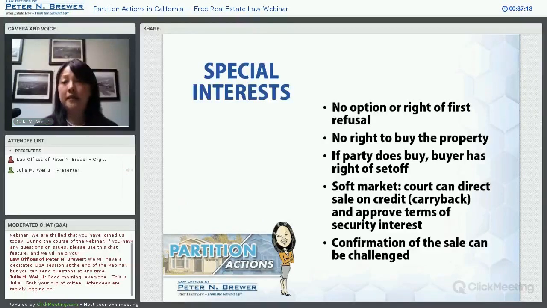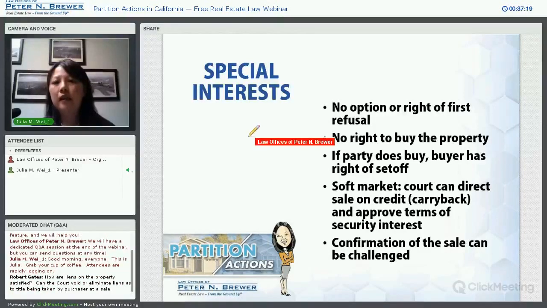Well, the problem is, under the partition statute, you don't have a right to buy the property. You can participate in either the auction format or the actual sale proceeding, and your offer could be the highest offer and get approved anyway, but there is no guarantee of being able to buy the property from your co-owner. Similarly, you don't have an option or a right of first refusal.